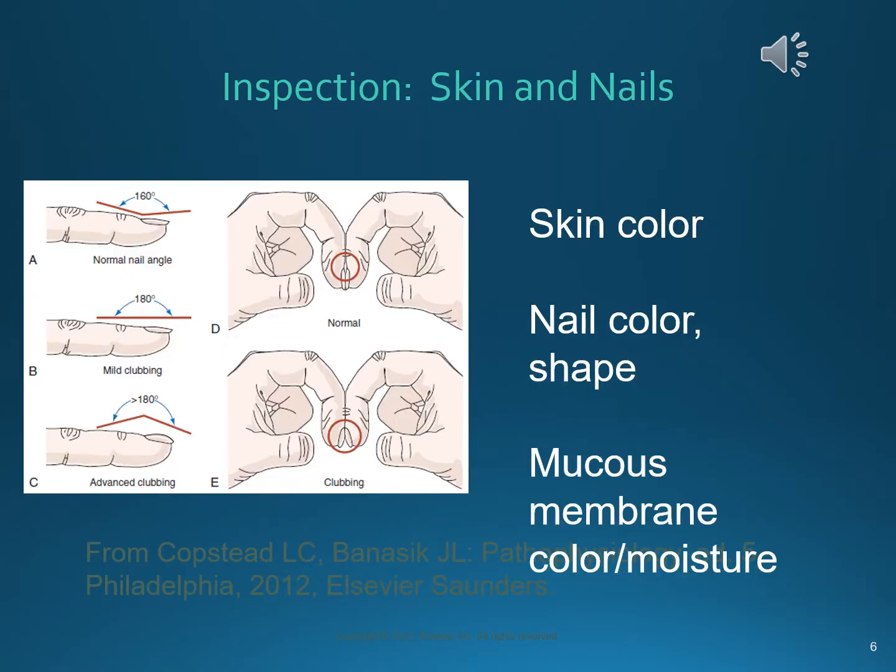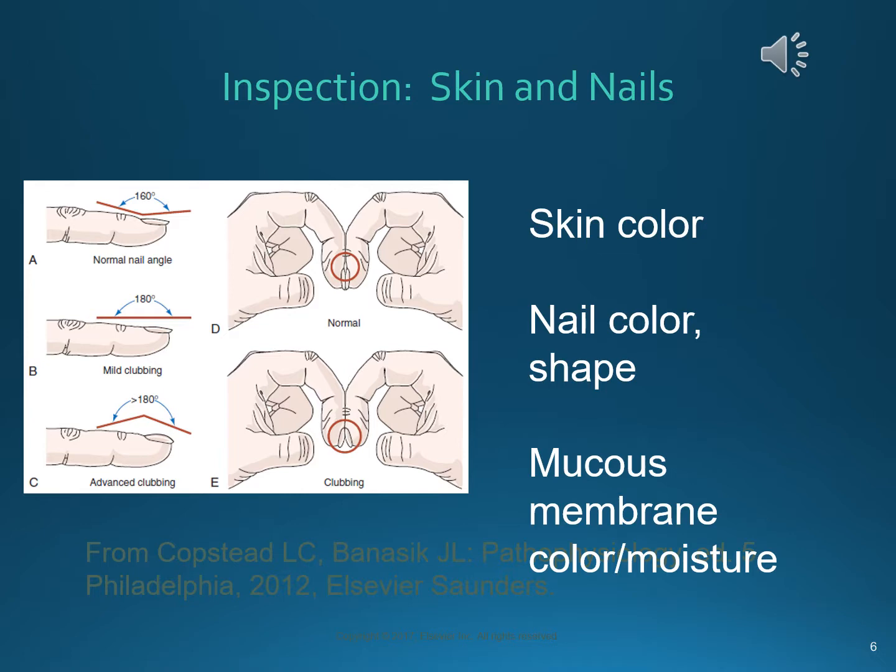So inspecting the skin and nails, skin color is really important, either pallor or blueness, cyanosis. Sometimes you'll see cyanosis around the mouth. That's called circumoral cyanosis. Sometimes you'll see it in the nail beds. So nail color, nail shape is important. There's a picture here about clubbing, and people don't have clubbed nails unless they've been hypoxemic for a long time. So that's a sign of really chronic lung disease.